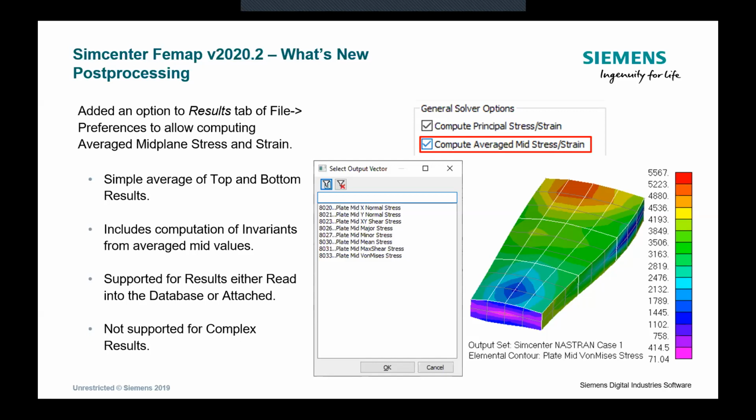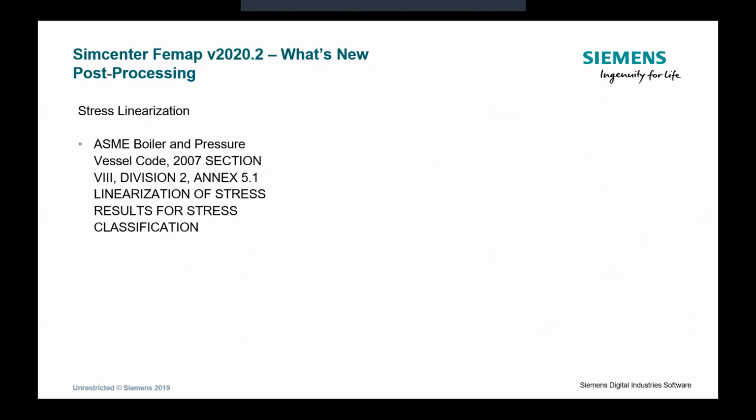So if you're not at plus minus half Z thickness, it doesn't matter. We're just taking whatever top and bottom results that Nastran or whatever solver's given us, and we're just doing an average. So it includes the computation of invariants based on the average mid values. You can do it for both attached and imported results. What you'll get is vectors in the 8,000 range for plate elements, or shell elements in general. So that's just another nice feature.